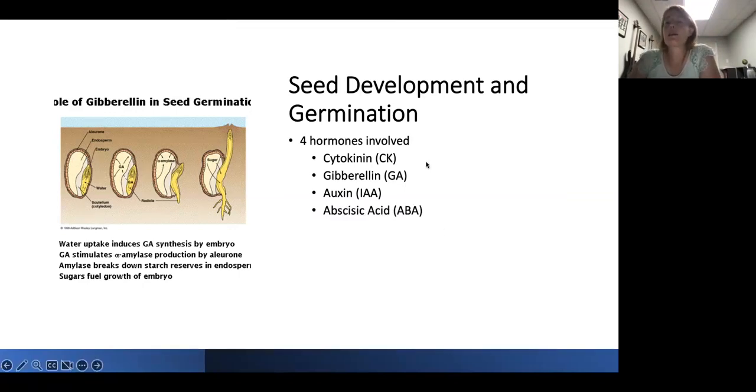And then abscisic acid, like I said in the last slide, is really important in making sure that the seeds stay dormant and they don't germinate until they're supposed to. And abscisic acid also is really important with seeds because seeds can go down to about 10% water content. And so think about yourself, and if you went down to 10% water content, you would be dead.